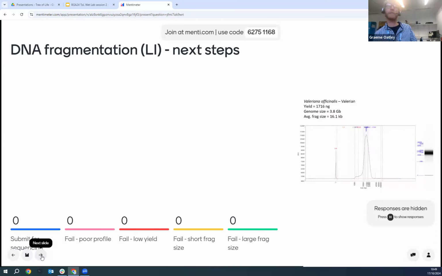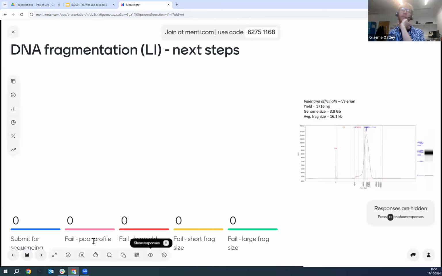Okay, so next we're moving on to DNA fragmentation, and at the top here I put whether it's for ULI or LI. LI is our standard library prep, and ULI is our ultra low input prep. So we have 5 decisions down the bottom. The first is submit for sequencing. The others are to fail it on a poor profile, fail on low yield, fail on short average fragment size, or fail on large average fragment size.